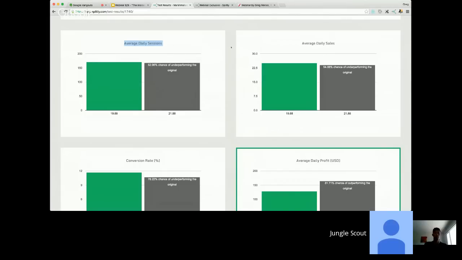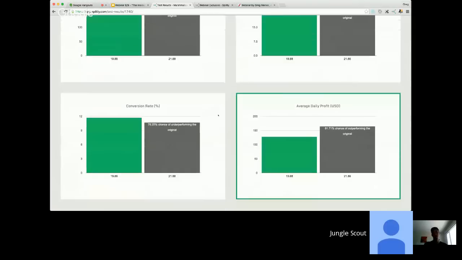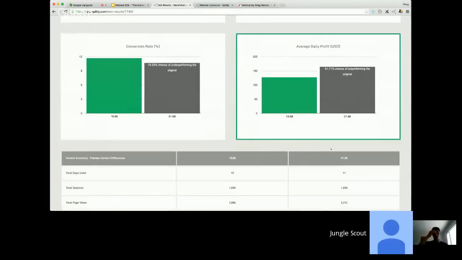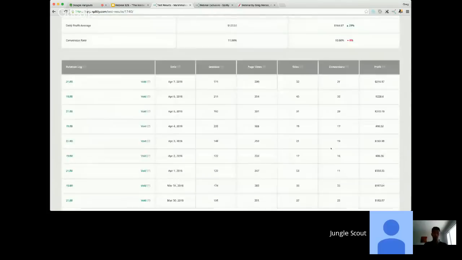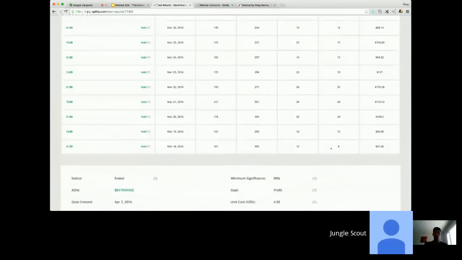This is number of sessions. This is how many daily sales I made in unit sales. This is my conversion rate. So my conversion rate for this price increase actually went down a little bit, but at the end of the day, I was making more money because I get $2 extra for every sale I make. So yeah, that's the main gist of it.